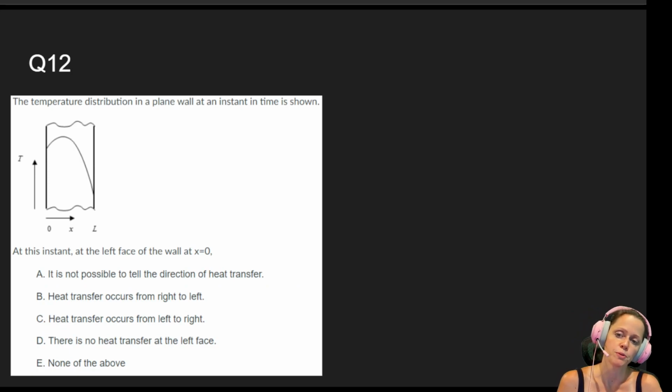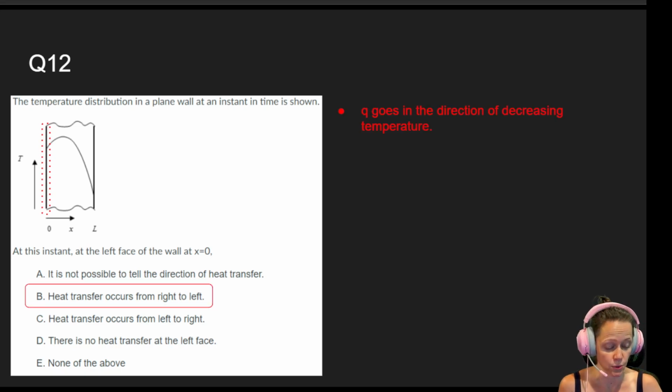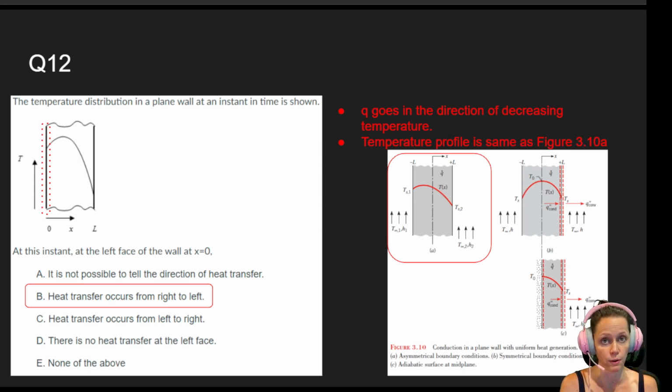Question 2, temperature distribution in a plane wall at an instant in time is shown, and then we are looking at the left face at x equals 0, and we're asking about heat transfer. So q is going to go in the direction of decreasing temperature, so it's obviously going from the right to the left, and this looks like the same scenario that we see in figure 3.10a.